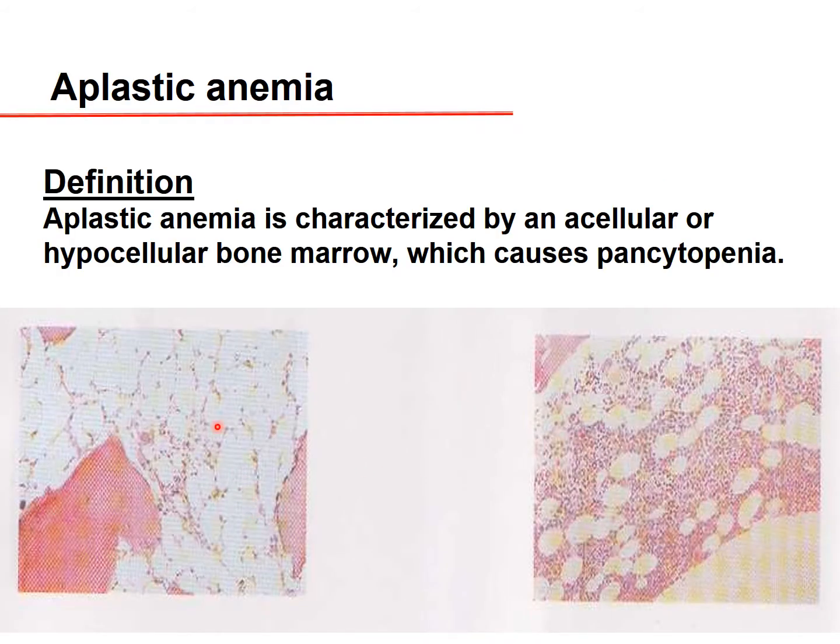Let's start with anemia when we have a decreased production or decreased maturation rate. This is called aplastic anemia. Aplastic anemia is characterized by an acellular or hypocellular bone marrow, which will cause pancytopenia. Pancytopenia means that not only the red blood cell count will decrease, but the granulocyte number and the platelet count will decrease as well. On the right side, you have the normal bone marrow, and here the hypocellular, almost acellular, fibrotically converted bone marrow that we have.